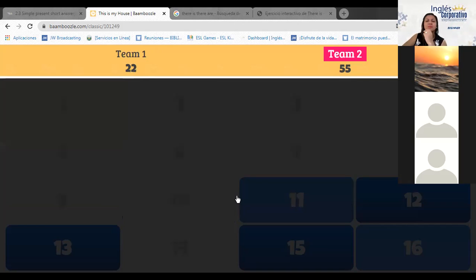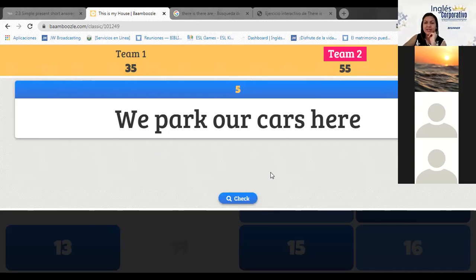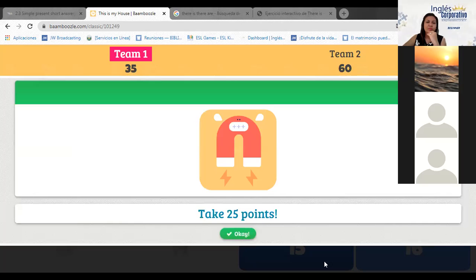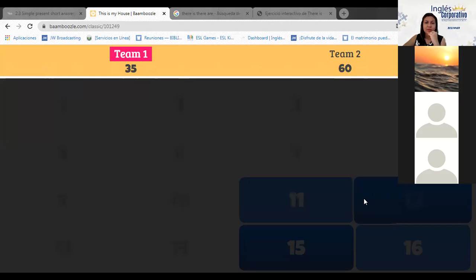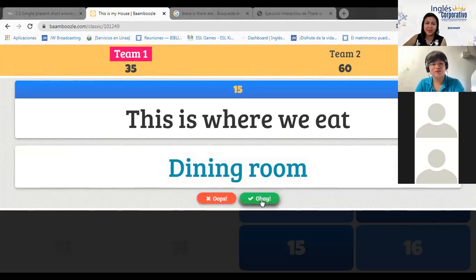Okay, now everybody can answer. 13. We park our cars here. What is it? Garage. Garage, exactly. Okay. 11. This is where we eat. Dining room. The dining room. El comedor. Well, here in El Salvador, we eat in the living room, watching the TV, right? Many people eat in the living room.